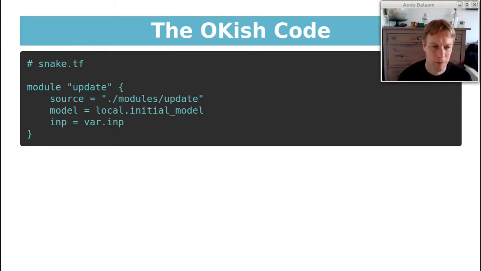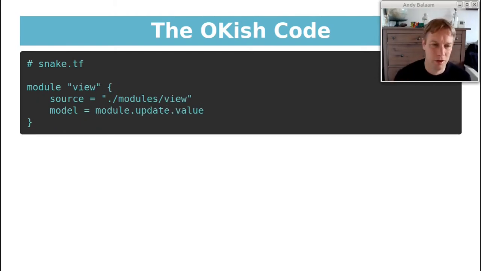And then we're providing it with some input here. We're providing it with an input called model and an input called imp. So imp is that thing that got passed in on the command line. So we use var.imp to just refer to it. And then the model, at this point, is from that local variable that we just saw defined on the previous slide. So we're passing in initial model that we saw on the previous slide as an input to the update module. And the name of that input is model.